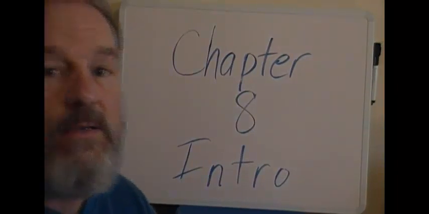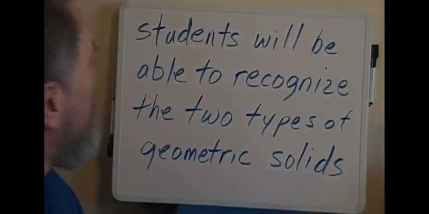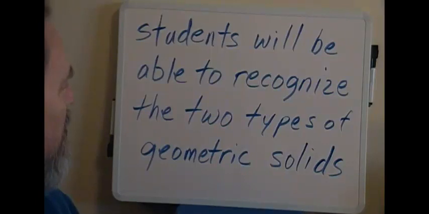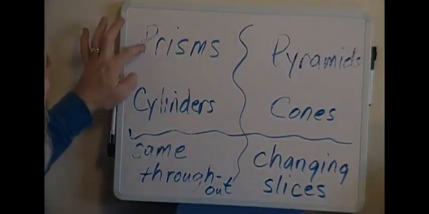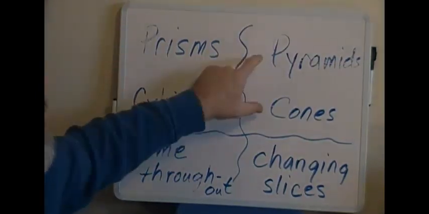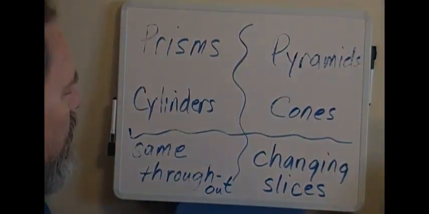Welcome to Chapter 8, Introduction. When students are finished with this chapter, they will be able to recognize the two types of geometric solids. There are two types. You have prisms and cylinders, and you have pyramids and cones.